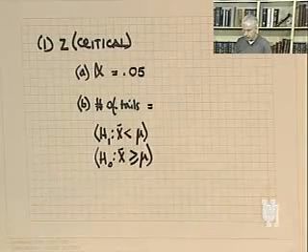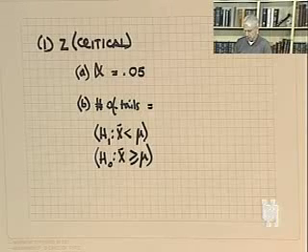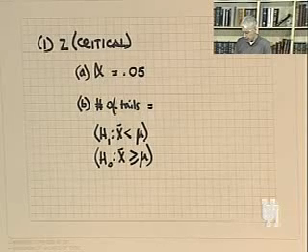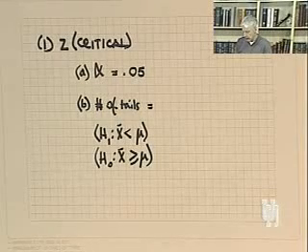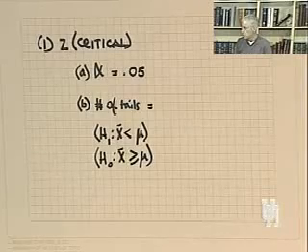Let me ask, however, let's go back to the research hypothesis. If the research hypothesis is that x bar will be less than mu, is this test going to be one or two-tailed?